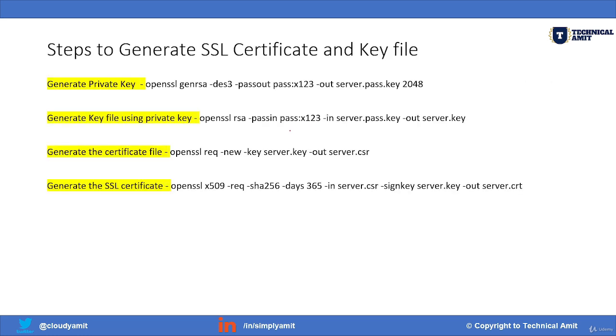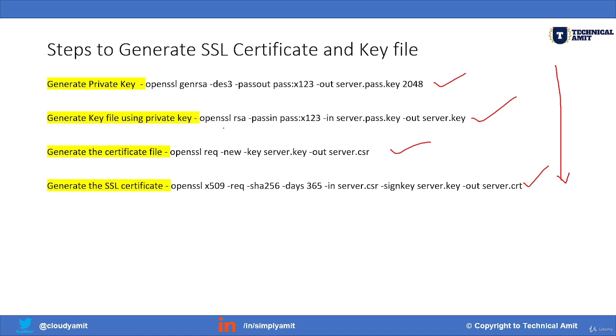So here are the steps to generate the SSL certificate. Once we have downloaded OpenSSL onto our system, we set the environment variable. We need to execute these four commands sequentially. These commands should be in the same order from top to bottom. You cannot execute this command and then this. First, this command should be executed for generating a private key.